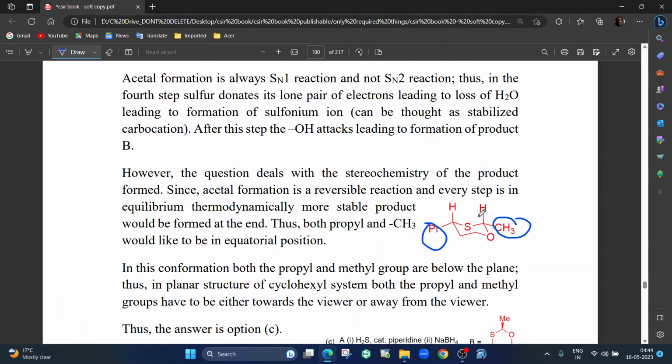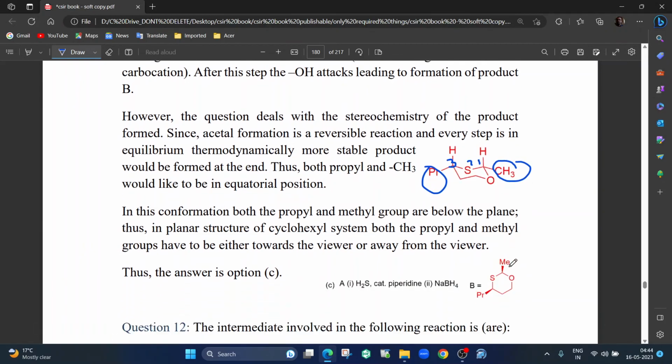And they are position number 1, 2, and 3. That means CH3 is below the plane, PR is also below the plane. So when you draw, you can draw both of them away from the viewer. If you rotate, you will see that they both are towards the viewer also. So they both are basically in the same plane.